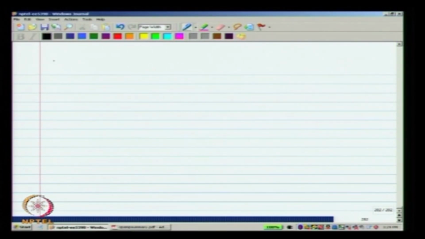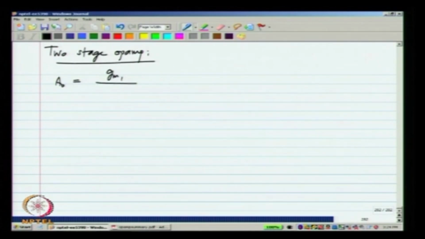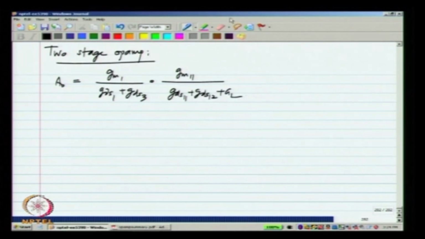So, to summarize, the two stage op amp has a DC gain, which is the product of the first stage and the second stage gain. And the important thing is that even if you have a resistive load GL with a very high conductance, it affects only the second part of this term, and the first one can remain very large. So, that is how we will be able to operate the op amp with resistive loads.